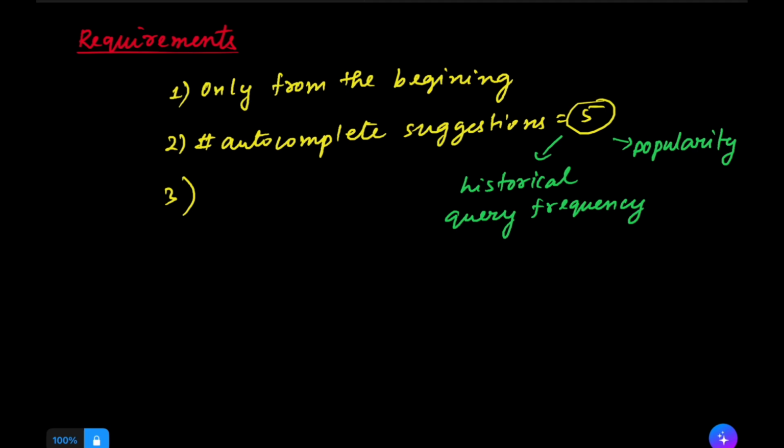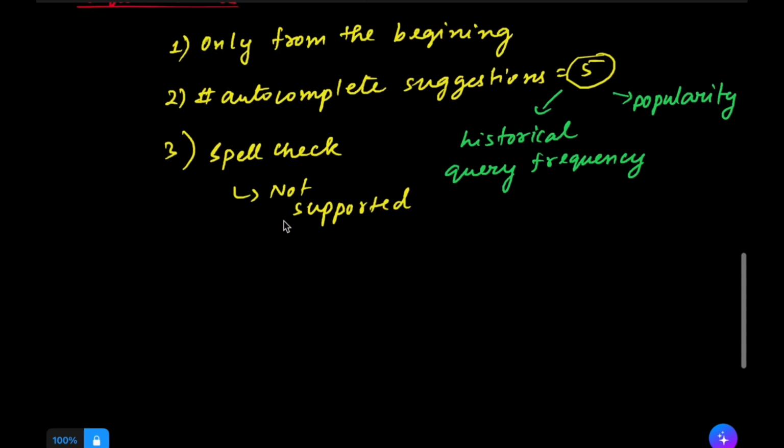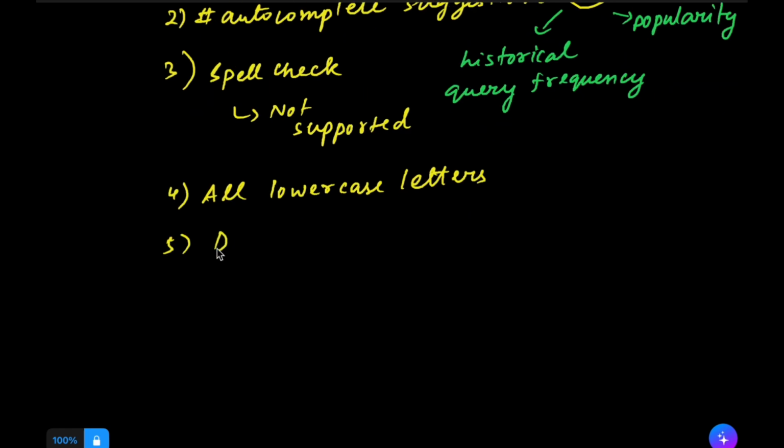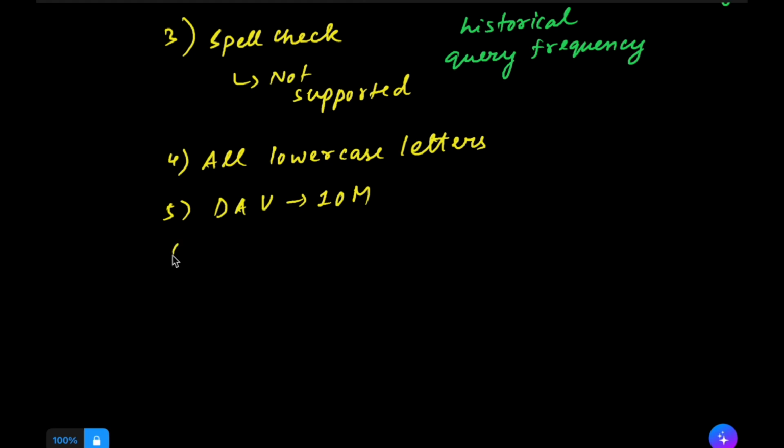Now, do we support spell check? Let's say for the time being we ignore this, so spell check is not supported. Fourth, is it only lowercase letters, or are special characters or uppercase also allowed? Let's say in this scenario we only deal with lowercase letters. Fifth question we could ask is: how many daily active users do we have? Let's say 10 million. And the only language supported for auto suggestion is, let's say, English for the time being.